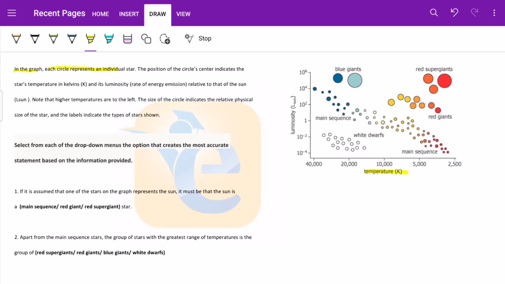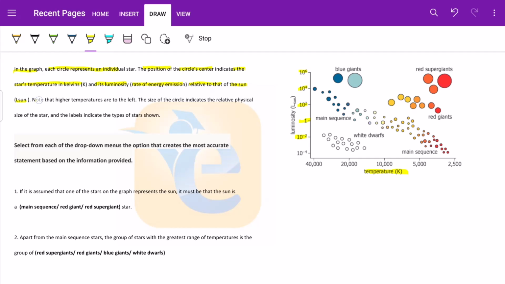In the graph, each circle represents an individual star. The position of the circle center indicates the star's temperature in Kelvin and its luminosity, rate of energy emission, relative to that of the sun. So what are the values? 1, 10 to the power 2, 10 to the power 4. Basically these values are the luminosity of that particular star divided by the luminosity of our sun. So a value equal to 1 would mean both are equal. A value of 10 would mean that the star is 10 times more luminous than our sun, and so forth.